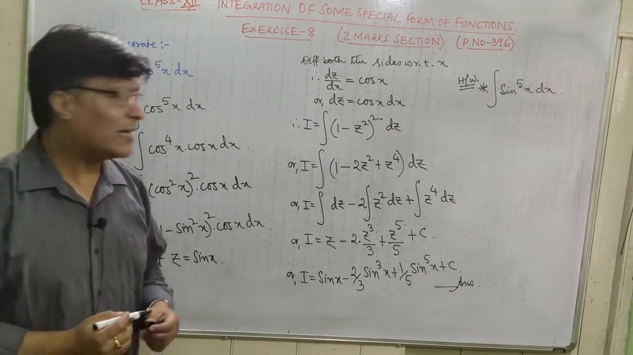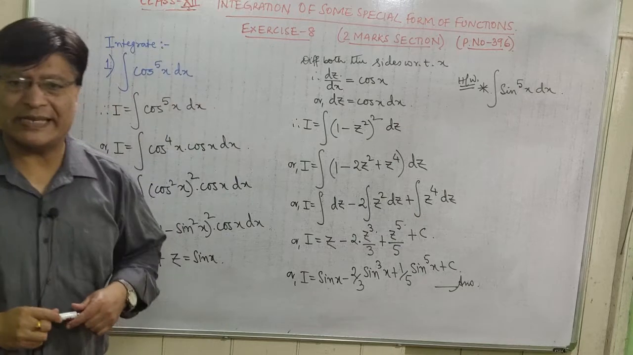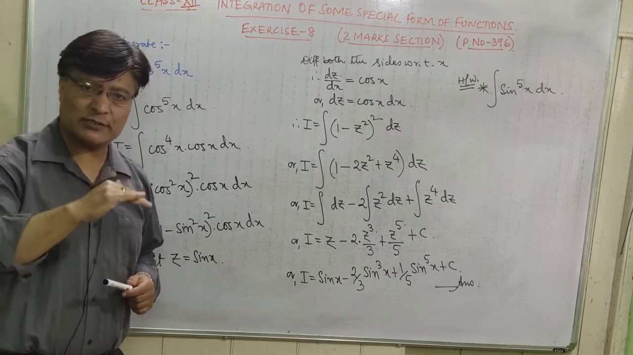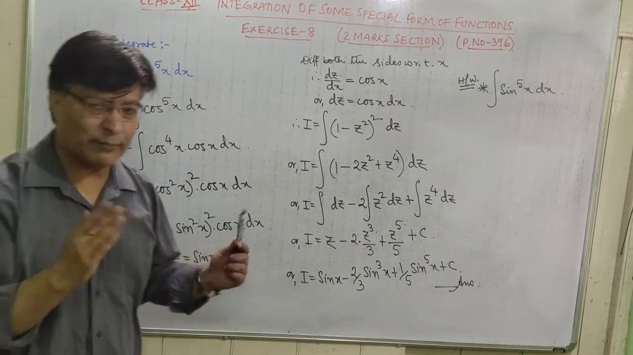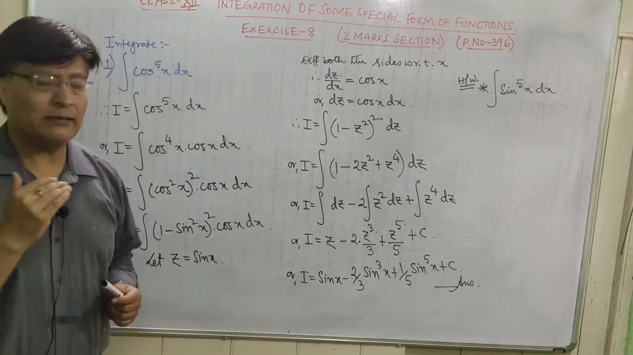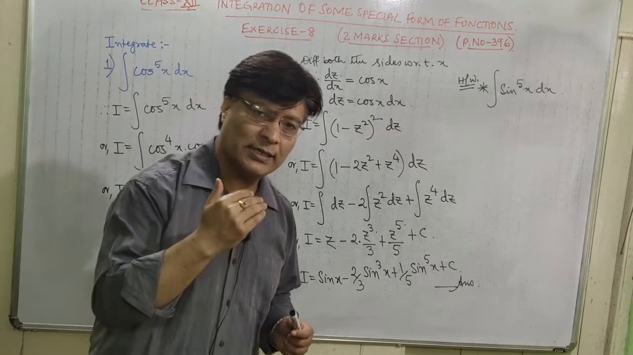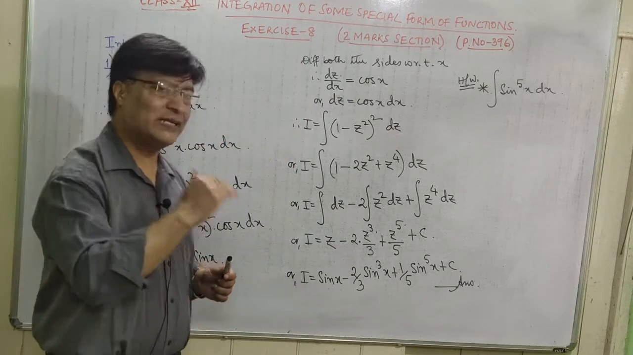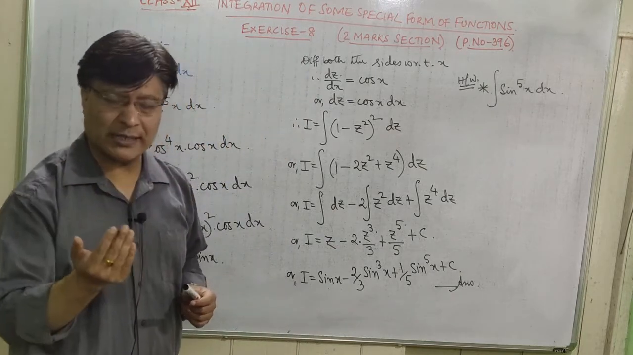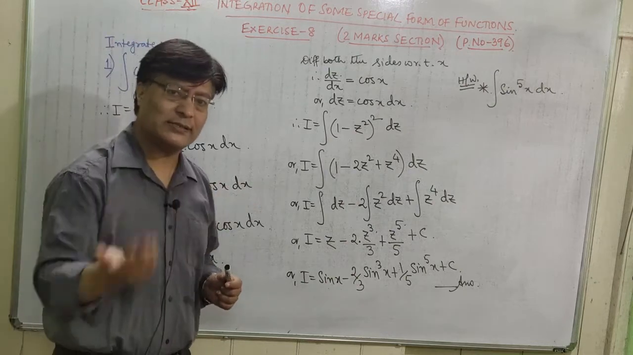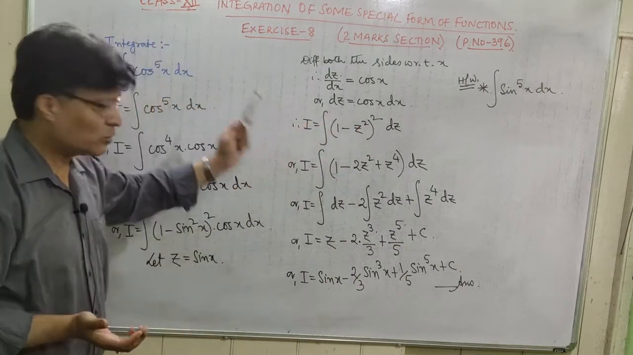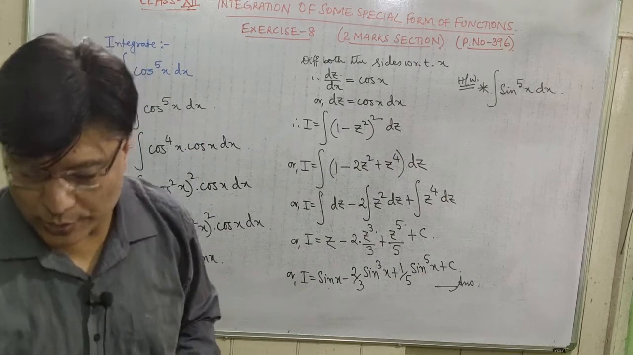So you can break the term as integration of sin to the power 4 x into sin x. And you know that the differentiation of cos x is minus sin x. Minus sin, you can manipulate it, right? And this sin to the power 4 x, you can write it in terms of sin square x whole square, then convert into cos, and then you can assume cos x as z. So that is your homework. So copy it. Now we'll do the next question.